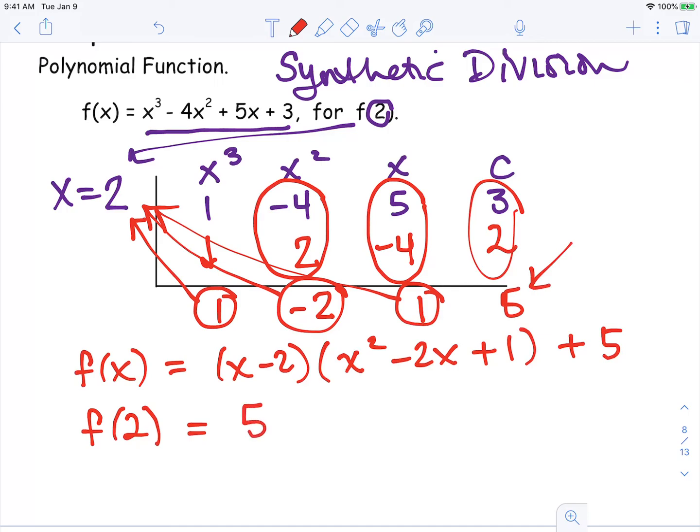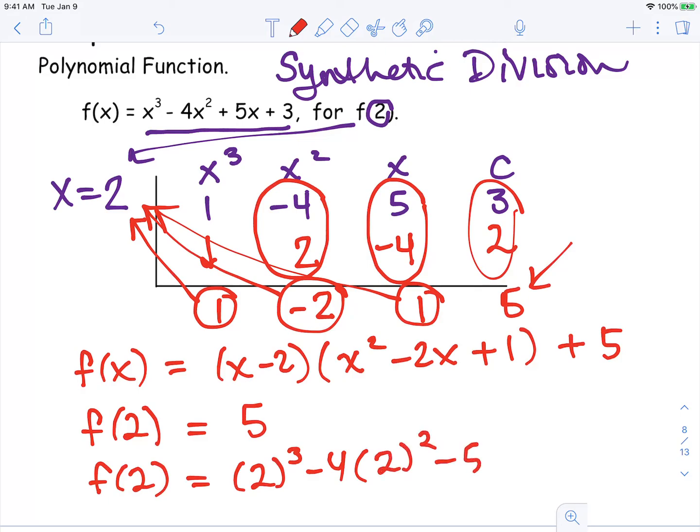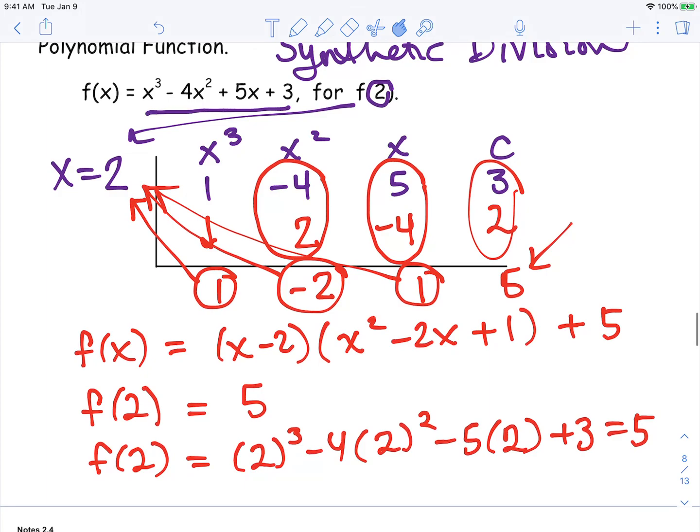So if you think back to your Algebra 2 course, we say, what is f of 2? You would normally just say, all right, let's go plug it in. You plug in 2 for each of the x places. And what you're going to get is 5. This is another way to evaluate a function.